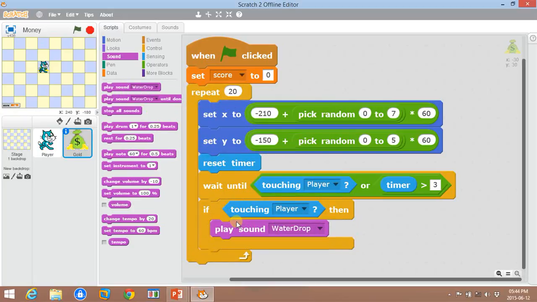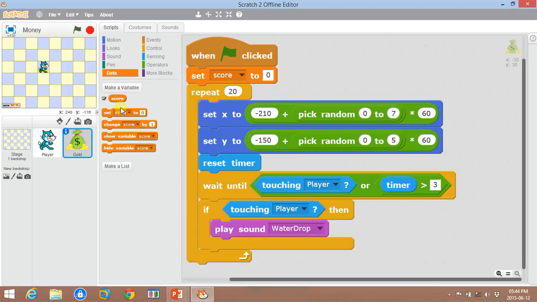All right, but we haven't increased our score yet, so we need to go to data, and we need to go and say change score by 1. Okay. So everyone managed to get that? Okay. And if we play our game now.